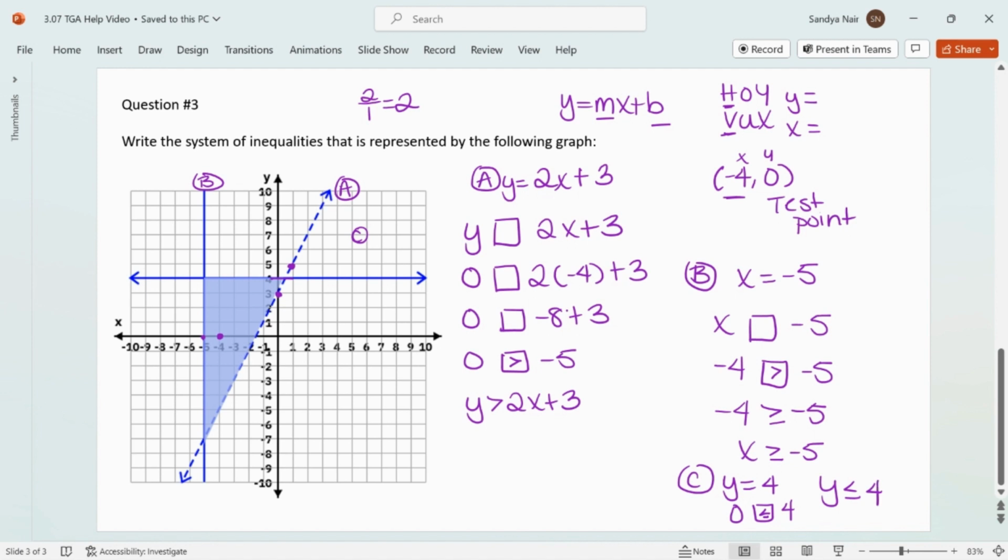Now I'm just going to gather up all my inequalities and write them all together. So we have x greater than or equal to -5, and then we have y less than or equal to 4. This right here is the system of inequalities that's graphed right here. If you want to check, you can go ahead and type these into Desmos and see that it does in fact create this exact same graph.